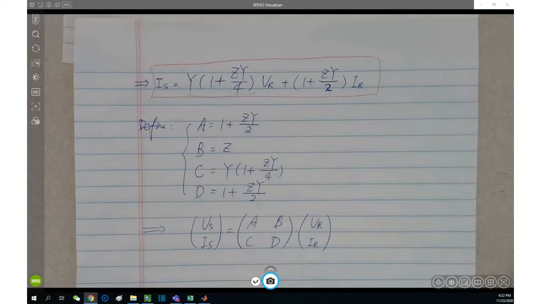Sometimes we are probably going to use MATLAB to do the calculation. So by defining A through D, in terms of course of Z and Y, we can simplify the simultaneous equations a lot.